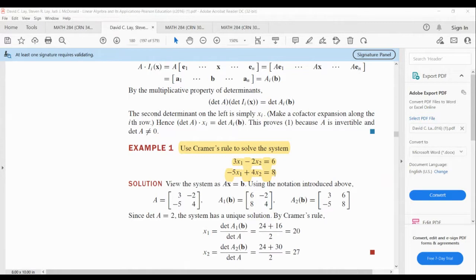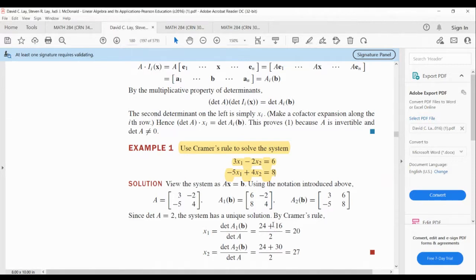Okay, use Cramer's rule to solve the system. So you see how you have the matrix A of coefficients of x1 and x2. The matrix A sub 1 b and A sub 2 would be. Are we okay with that? All right, Marcella's good. Mikhail's good, all right.